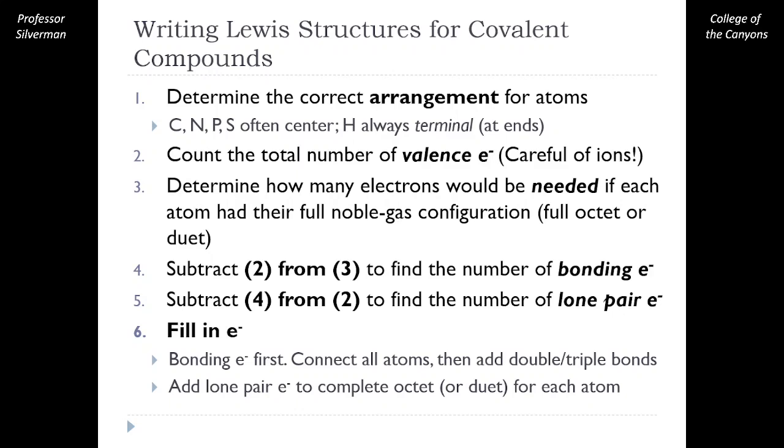Lastly, we can fill in our electrons into our picture, make sure that everything is connected, use up all the bonding electrons we decided need to be in there, and then add in our lone pair electrons so that every single atom has the octet. This is a lot of steps, but we'll do an example and see how it looks.